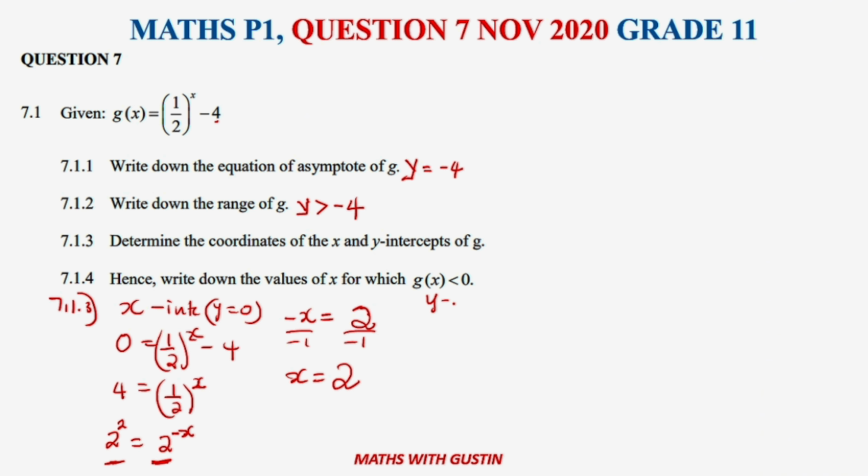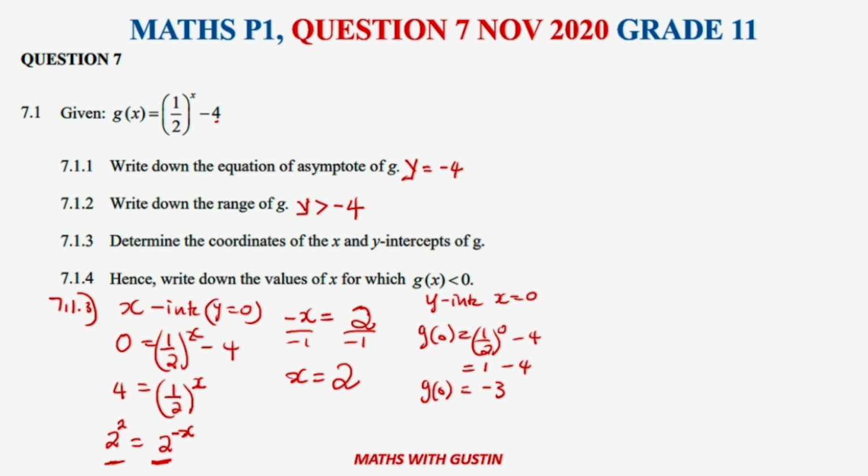Therefore for the y intercept, you get it when x is equal to 0. So g of x when x is equal to 0, we have got half to the power of 0 minus 4. Anything to the power of 0 is equal to 1, minus 4. Therefore g at x equals 0 is going to give us -3. Great stuff, so now that's your x and your y intercept.